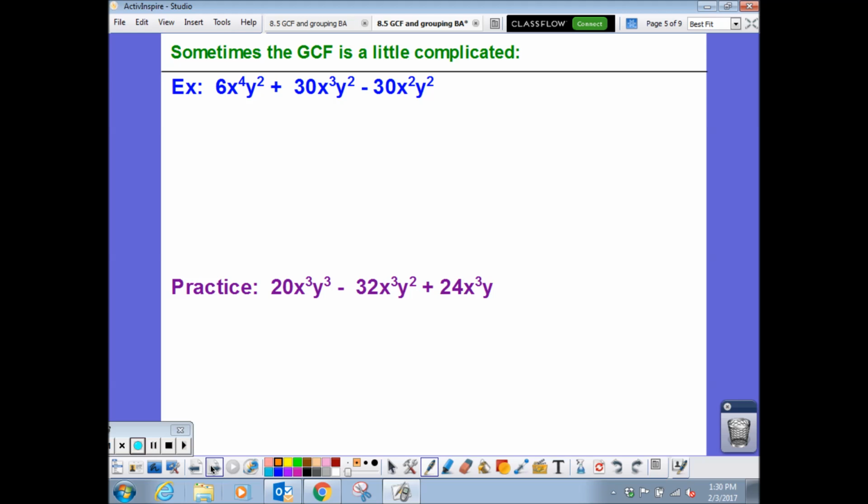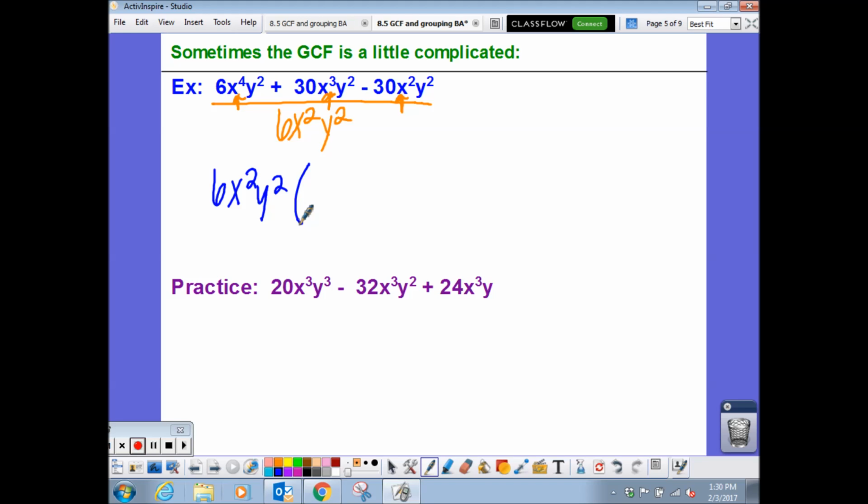Okay, so look at the numbers first. It looks like they all have 6. That's the GCF. Now we're going to look at the x's. The first term has x to the 4th, the second term x cubed, the last term x squared. So they all at least have x squared. Now I'm going to look at the y's. I have y squared, and y squared. So obviously they all have y squared in common. So my GCF is 6x squared y squared.